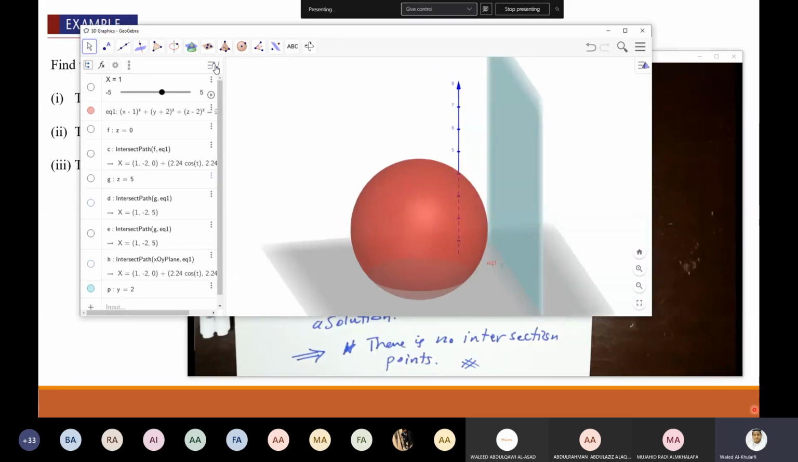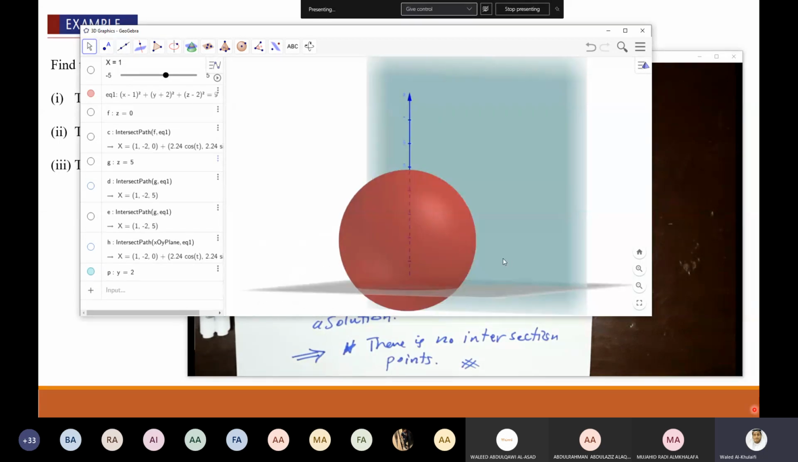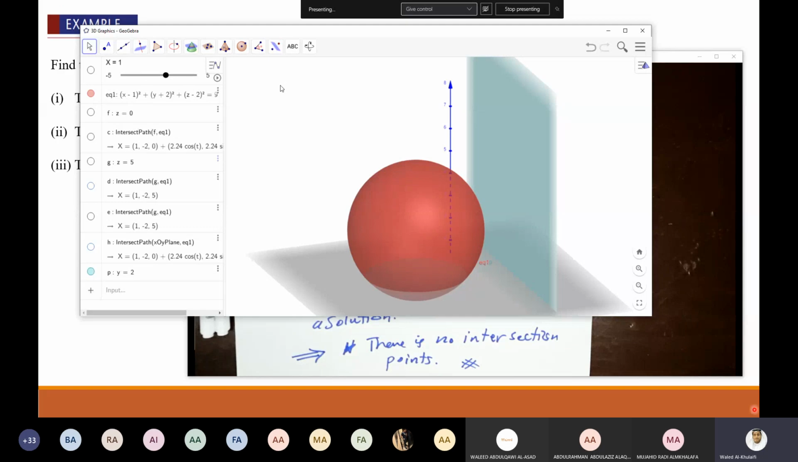I don't know why it disappeared here, but I did it this way. I think by accident I hid the y coordinate, but this is the sphere and this is the wall. Yeah, you can check it there.